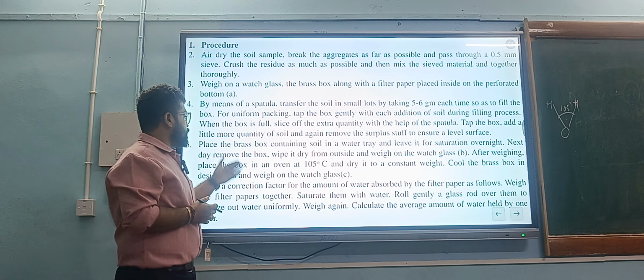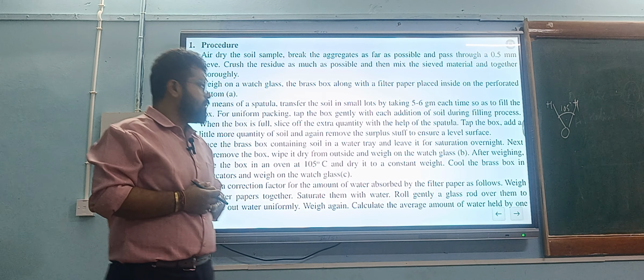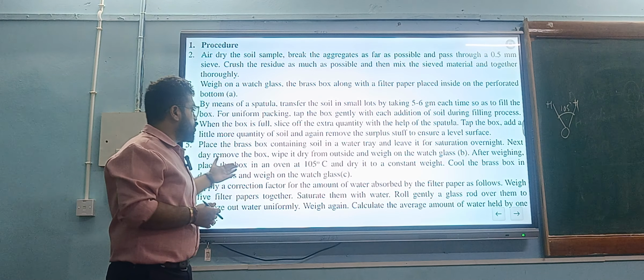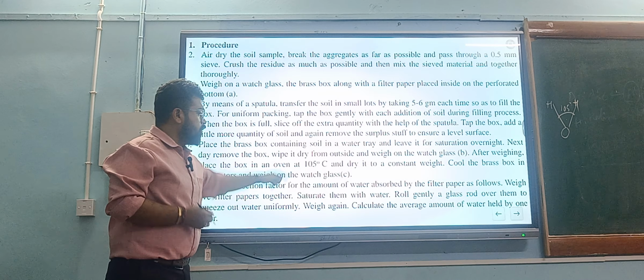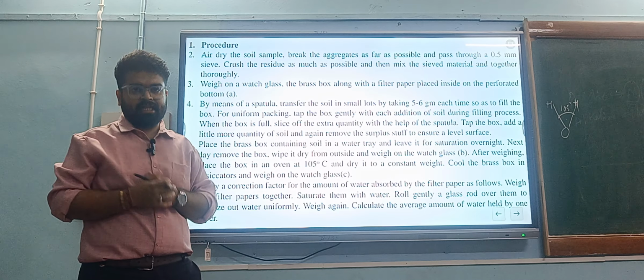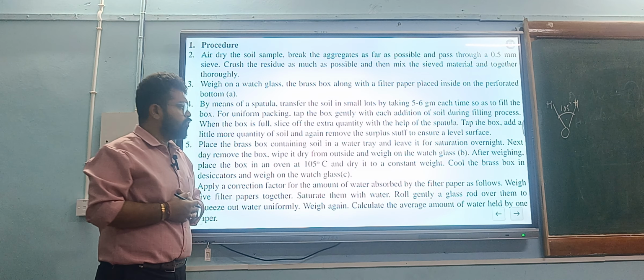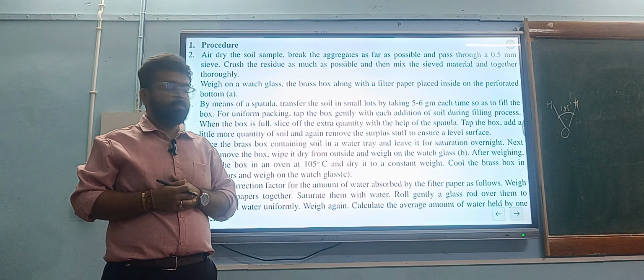The next day, remove the box, wipe it dry on the outside and weigh it on the watch glass. After weighing, place the box in an oven at a temperature of 105 degrees and dry it to constant weight. Cool the brass box in a desiccator and weigh it on a watch glass. Next, apply a correction factor for the amount of water absorbed by the filter paper.